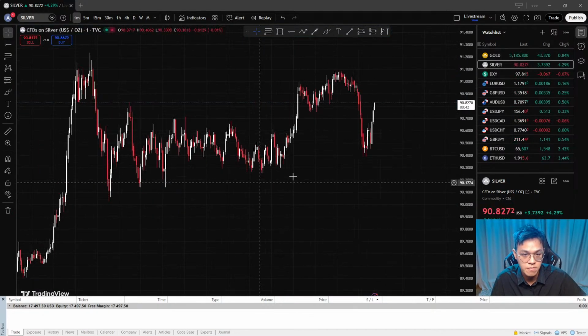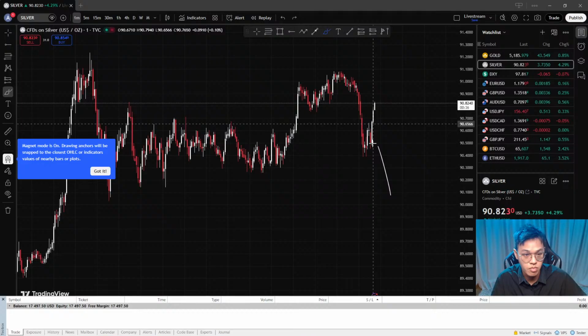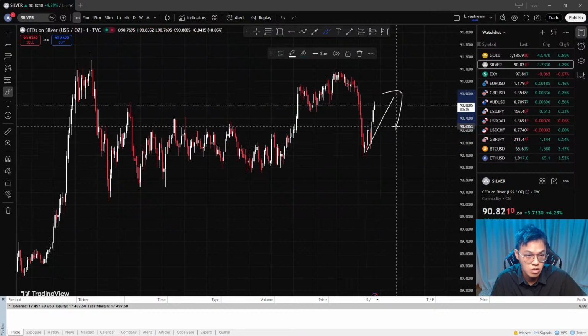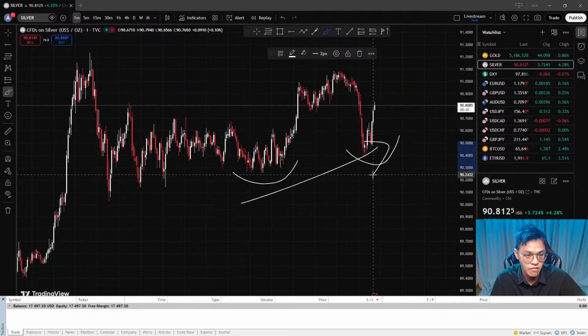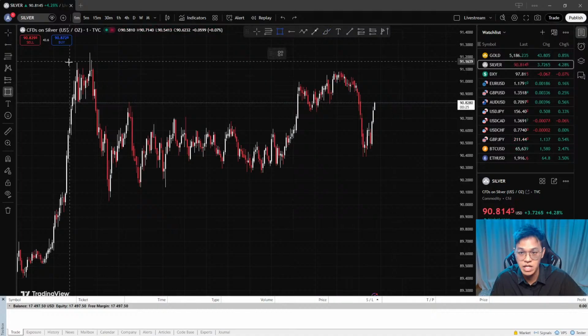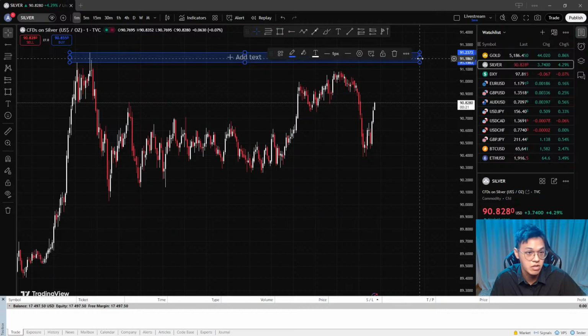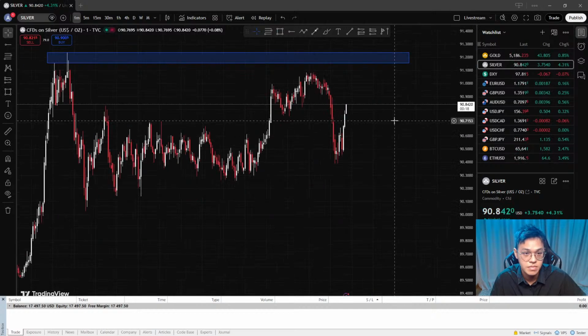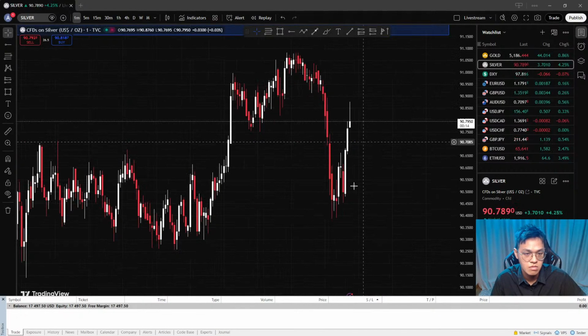So the price didn't create a lower low, and the price rebounds here. So it forms a higher low. It seems like the price wants to retest this resistance level. There's a quick pump.